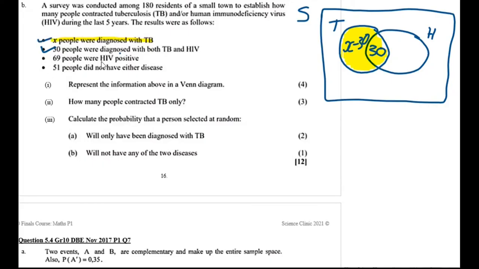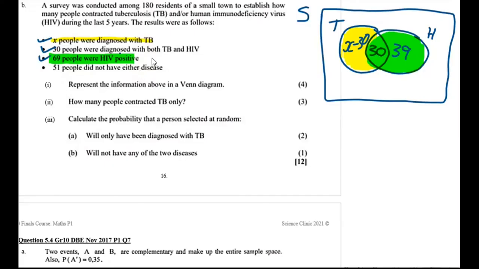Next one says 69 people were HIV positive. So that means the entire circle. This entire 69 people were HIV positive. So the entire HIV is 69. I've already got 30 there. What am I going to fill in the other section? Brilliant. You're going to go 69 minus the 30, and that gives you 39 in the other section, because that's the only part. And then lastly, 51 people did not have either disease.